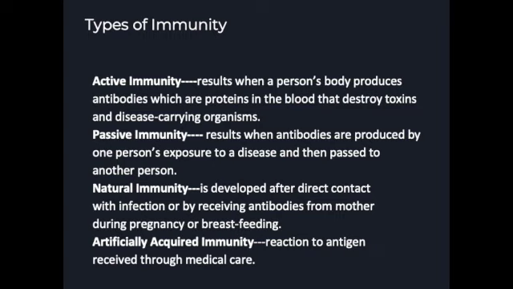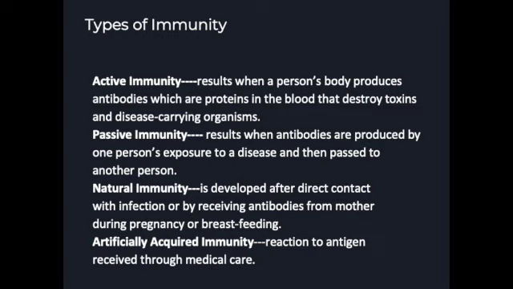Passive immunity results when antibodies are produced by one person's exposure to a disease and then passed to another person. This is what happens when mothers pass antibodies to their unborn babies across the placenta. People also receive transfusions of antibodies that are made by someone else's body, called antiserums. Unlike active immunity, passive immunity takes effect immediately but lasts only a few weeks. Immunity can be naturally or artificially acquired.